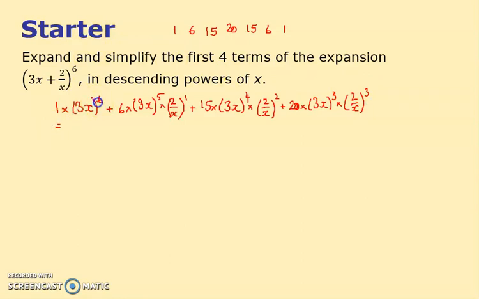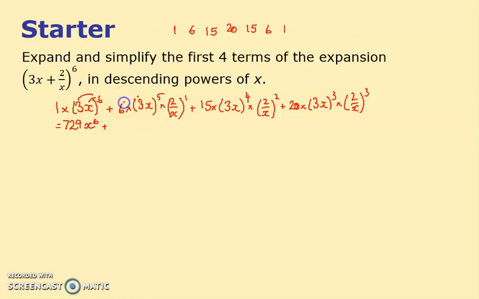So 3 to the 6. Notice I have to do these sums. You either know them, well, the probability is you don't, so you just type into your calculator. I've got 729. So this is 729 because I've done 3 to the 6, but notice I also need to do x to the 6 as well.